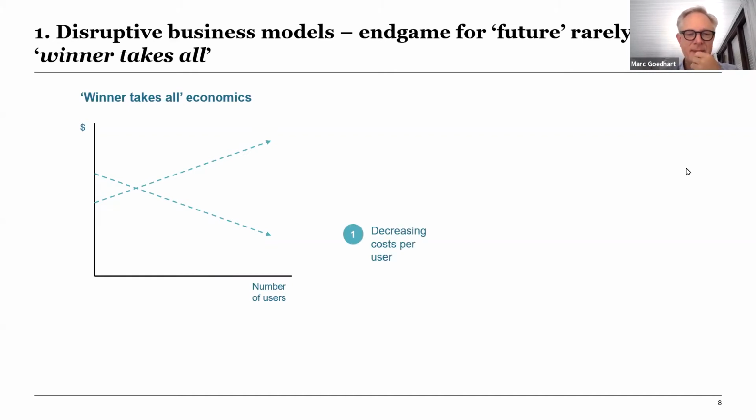The traditional thinking, which goes back to a very long history in economics, is if we think about the economics of a business when it grows, when the number of users or the number of produced units or services rendered, let's just put it on the horizontal axis as the number of users of a product or a service, increases, a couple of things might happen. The first thing that might happen, and will often happen in digital business, but not even all of them, is that the cost per user will start to decrease as the number of users increases.